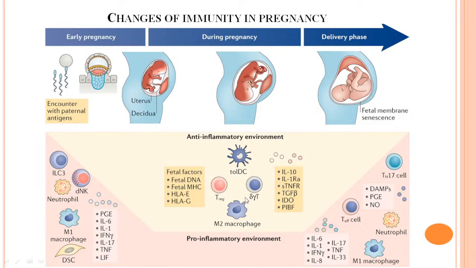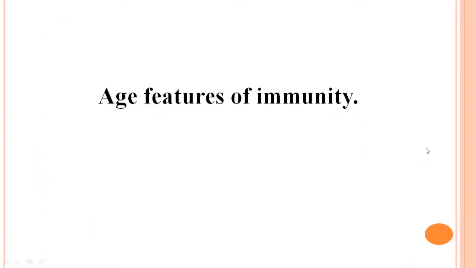And then for successful delivery, the immune system of the mother once more needs an increase of pro-inflammatory substances. You should remember about the dynamics of changes in the immune system of a pregnant woman. We have just talked about changes in the immune system of a pregnant woman.